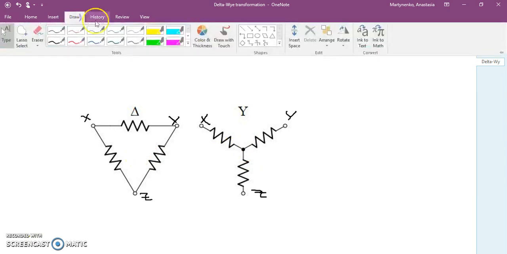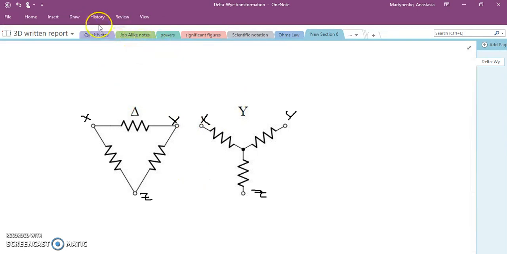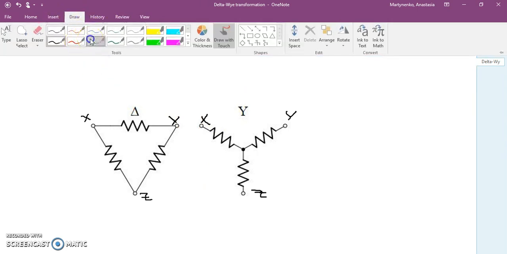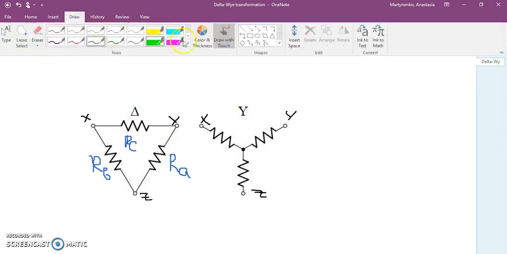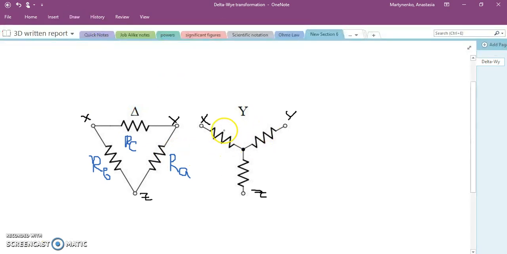All right. Now that I have labeled my nodes, I'm going to go ahead and label my resistors themselves. So I'm going to call this one resistor A, or RA. I'm going to call this one resistor B, or RB. And I'm going to call this one resistor C. And so that we don't get super confused, I'm going to use numbers for my Y. This is going to be R1. This is going to be R2. And this is going to be R3.